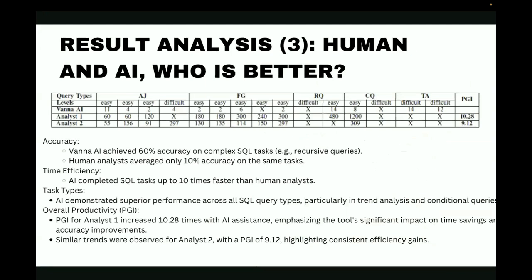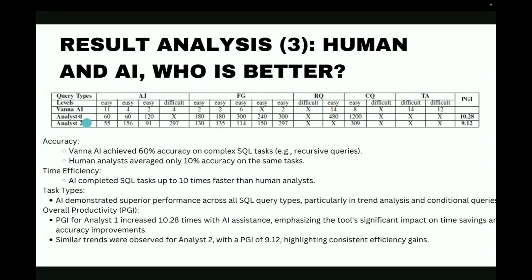So we come to the final analysis, where we want to know, between AI and human, which one is better in terms of time and accuracy. Due to time restrictions and budget, our experiment can only include 2 senior analysts. We provided them with 5 types of SQL generations. They will have 4 to 5 questions, which you can see here.